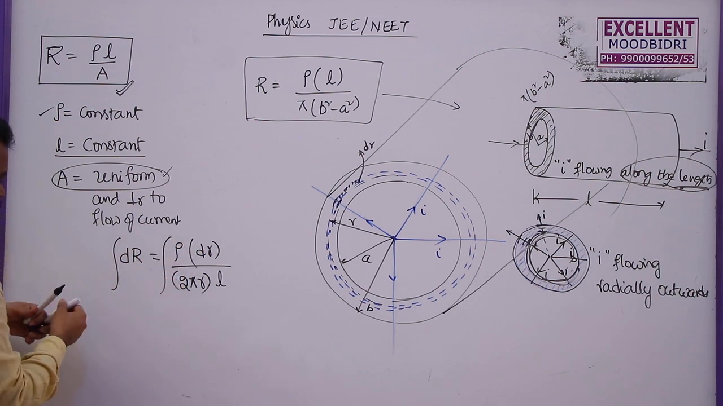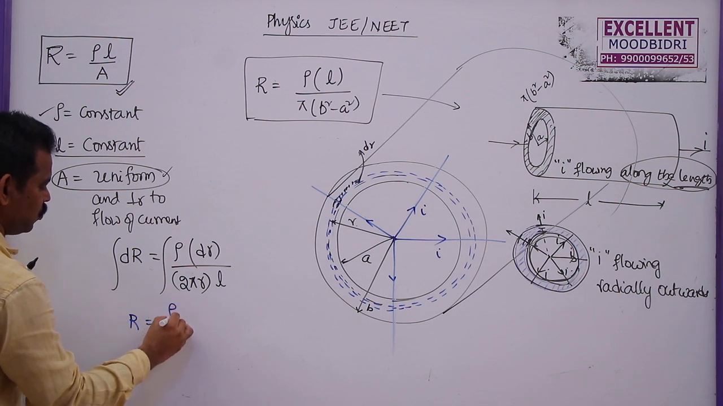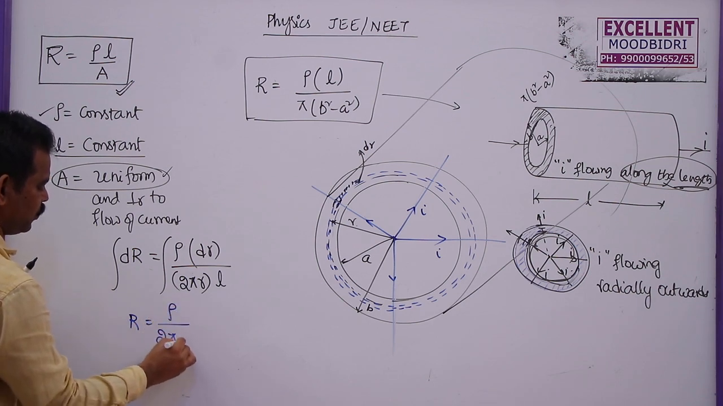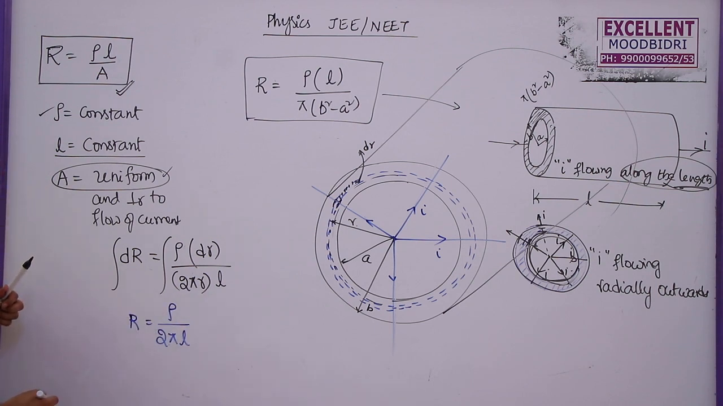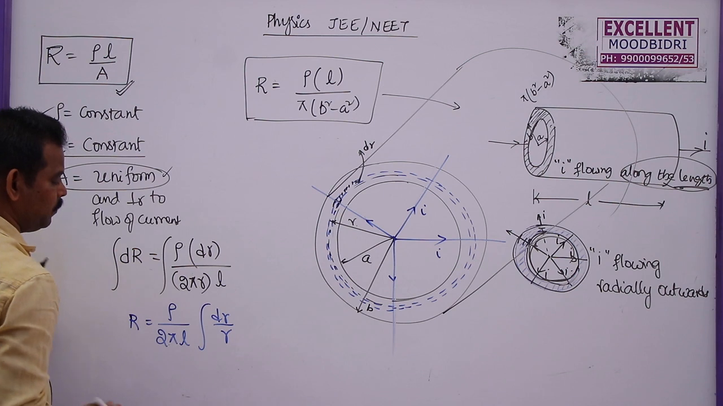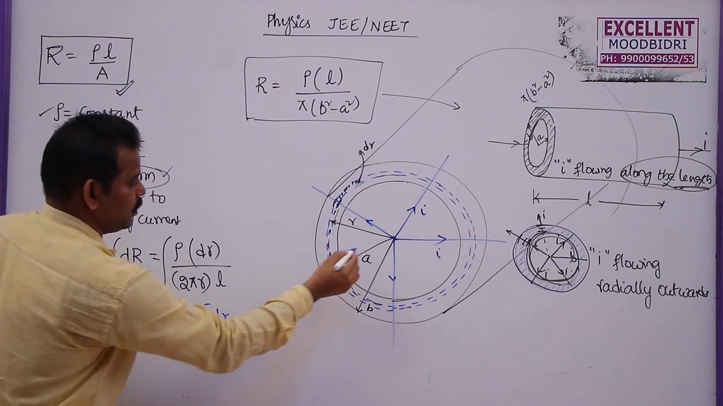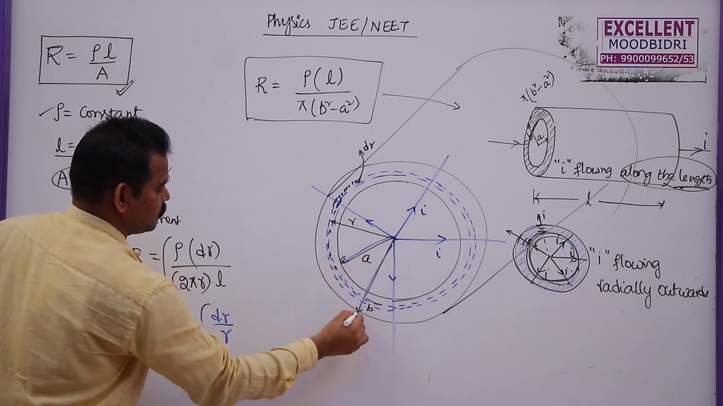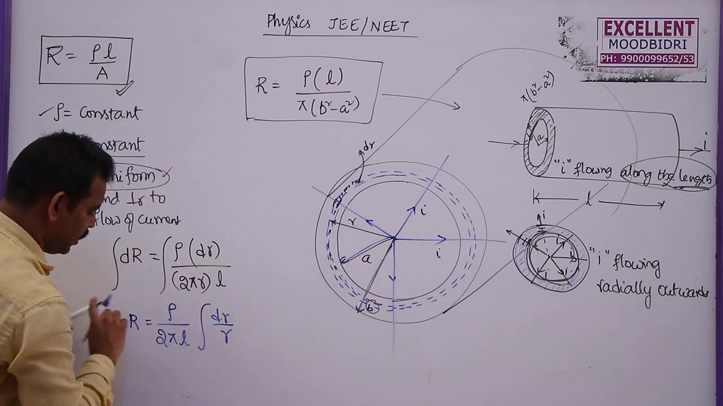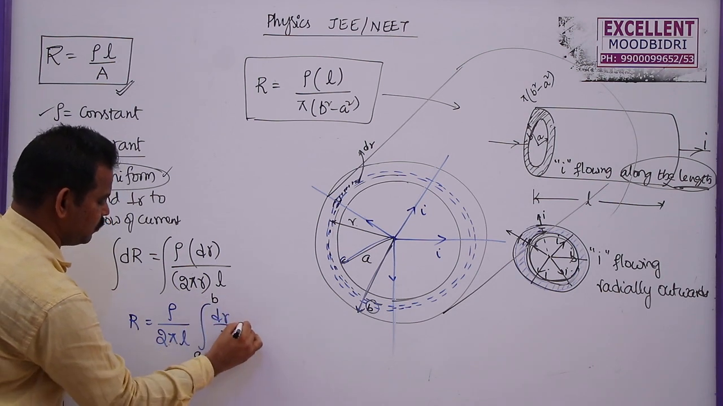To find out the total resistance when the current is flowing radially outwards, integrate on both sides. You will get R is equal to rho, a constant, over 2 pi, and the length of the pipe is also constant, integral dr by r. But what are the limits for radius here? The minimum radius is A, the maximum radius is B. So here I can write A to B, minimum radius to maximum radius.